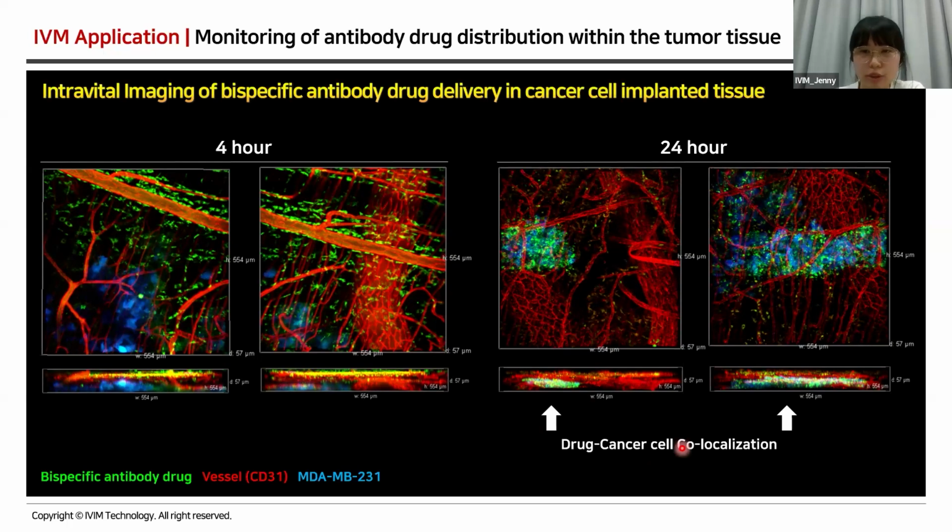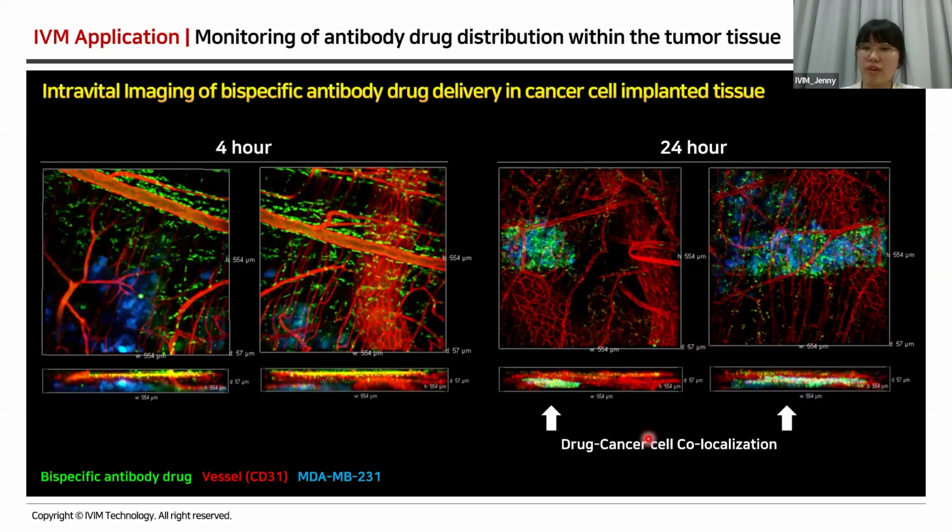Additionally, with prolonged imaging, it is expected that the actual process of cancer cell destruction may be observed in the future. These experimental results provide visual confirmation that the drug possesses delivery characteristics that precisely target tumor tissue, supporting the fact that the bispecific antibody drug actively migrates and acts within the tumor over time.